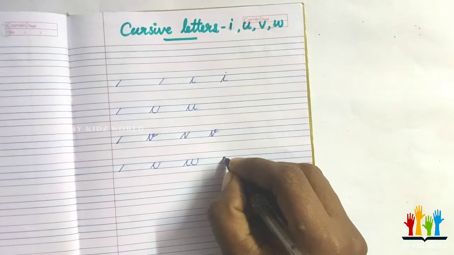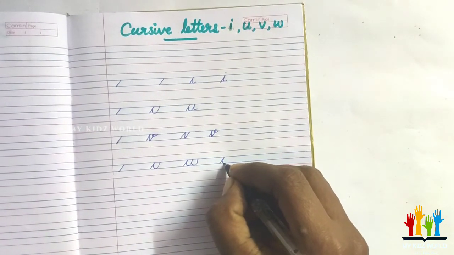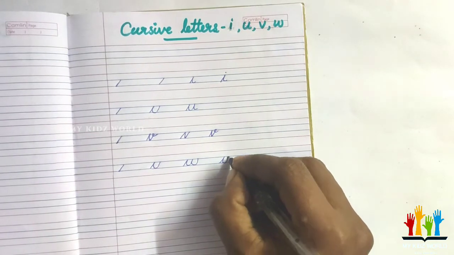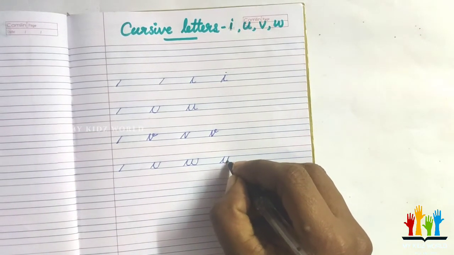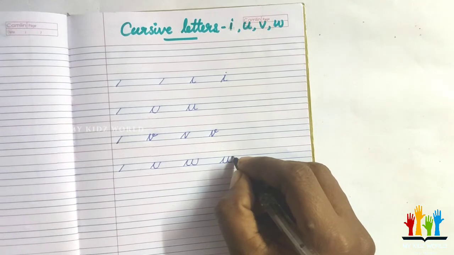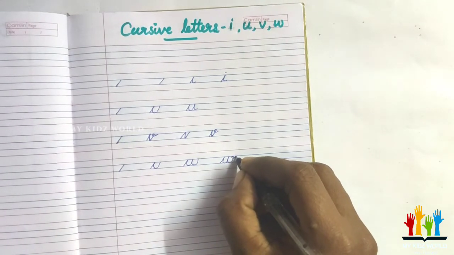Draw a slanting line. Come down. Touch the third line. Draw a curve. Again make a curve. And make a loop.